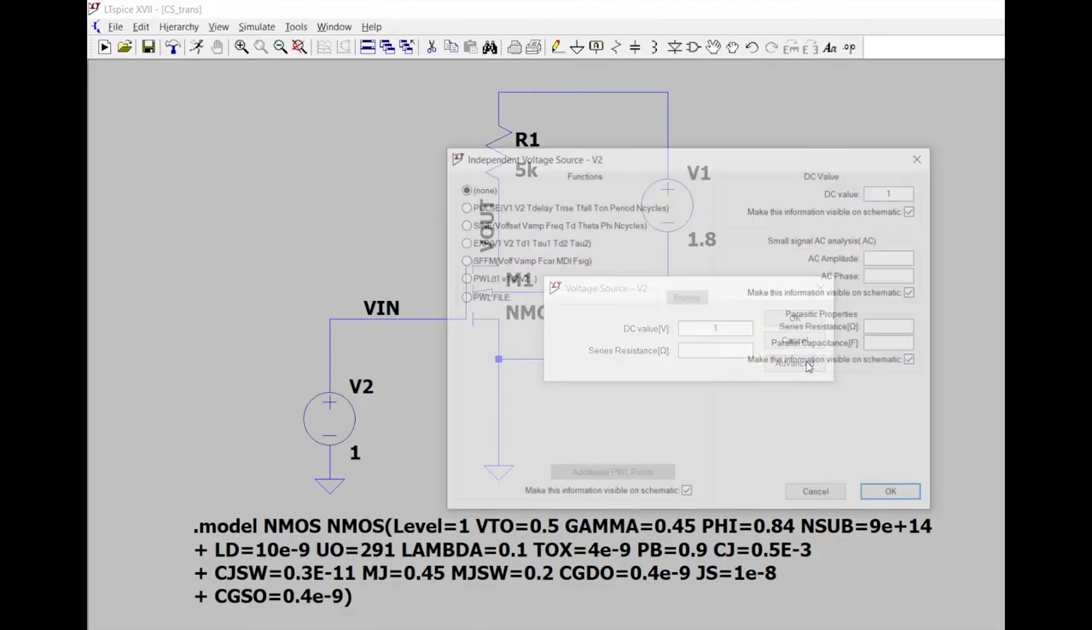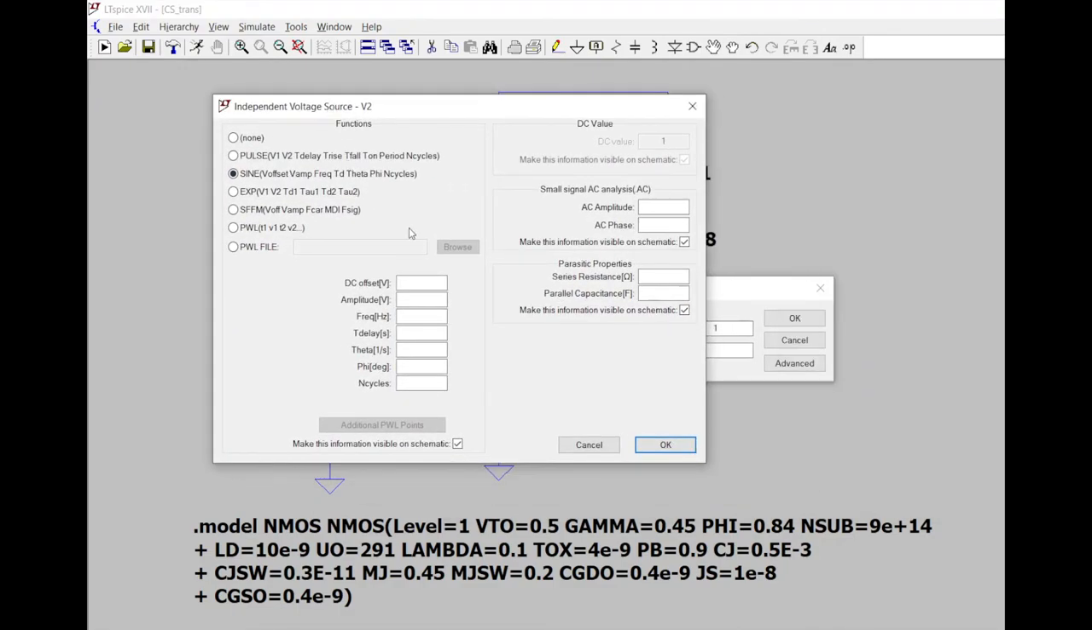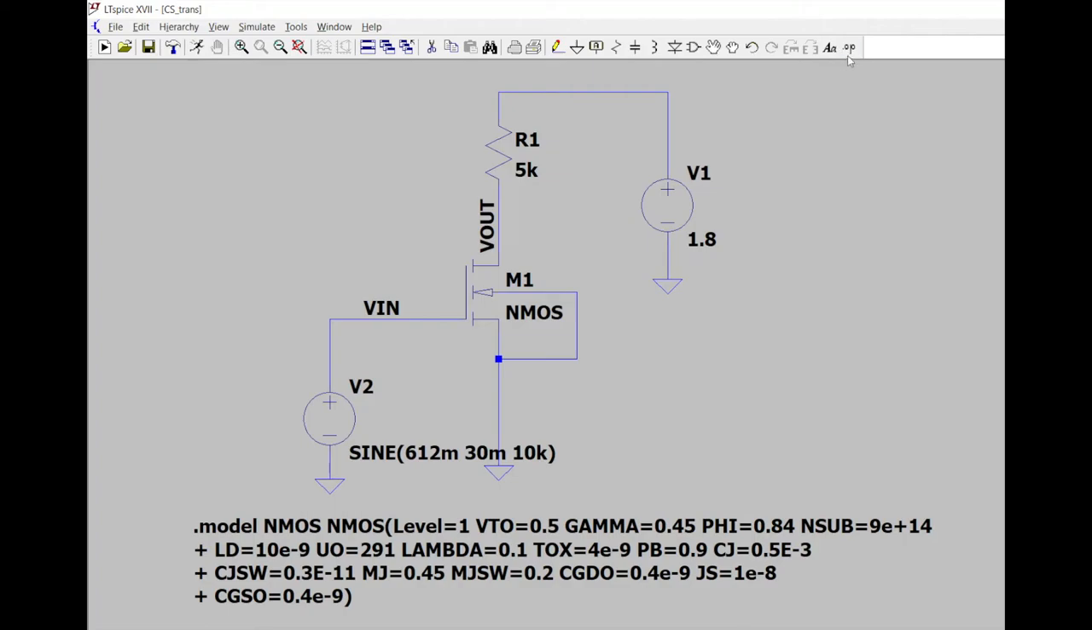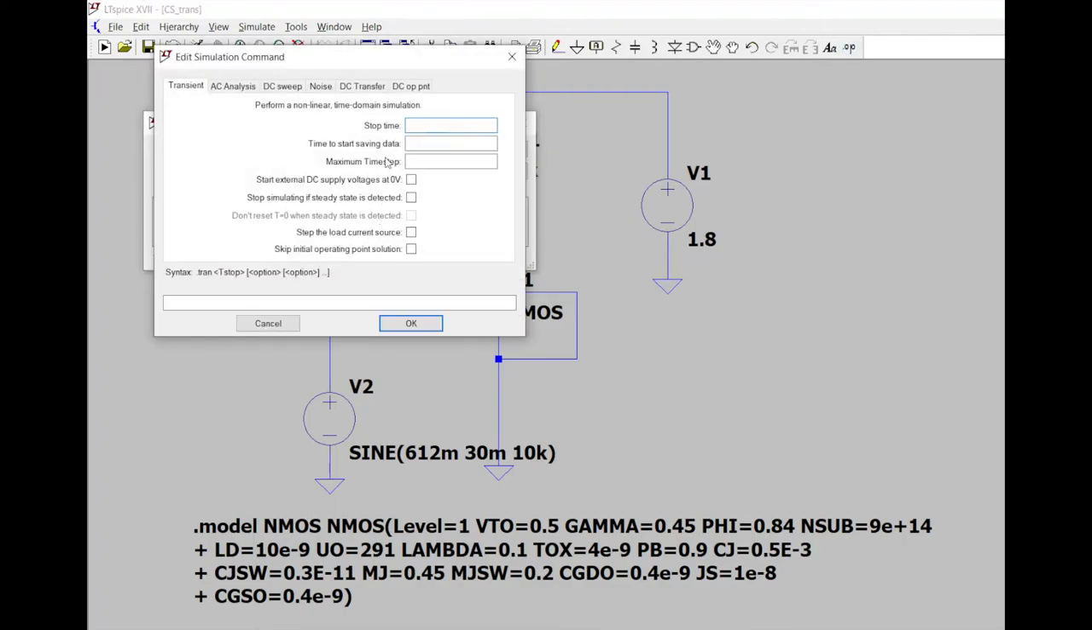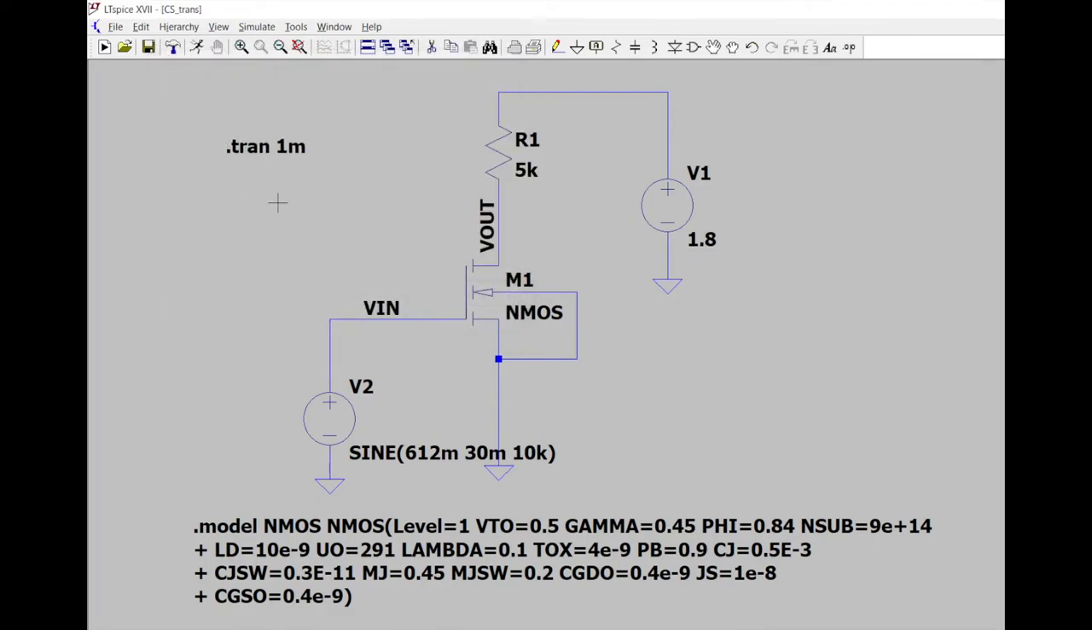As discussed in the last lecture, we have to select this one to generate the sine wave, and DC should be around 612 millivolt, as we have seen from the DC transfer characteristics. The amplitude should not be more than 36 or 35 millivolt, so let's consider a small signal of 30 millivolt. Frequency, let's consider 10 kilohertz. Okay, so let's do the transient simulation. Let us simulate till 1 millisecond.